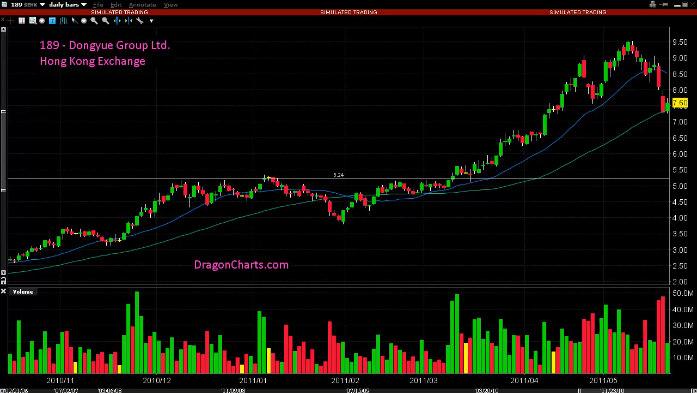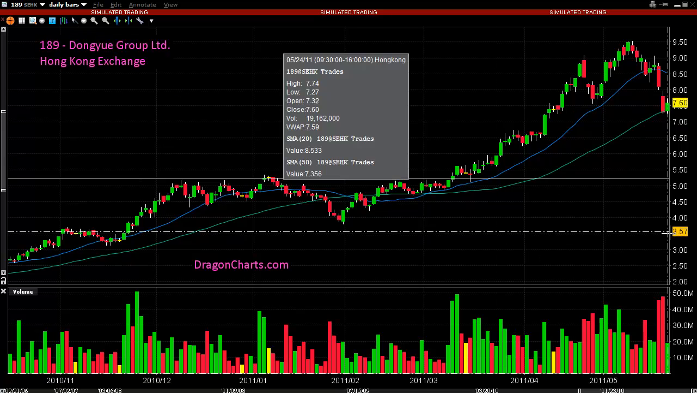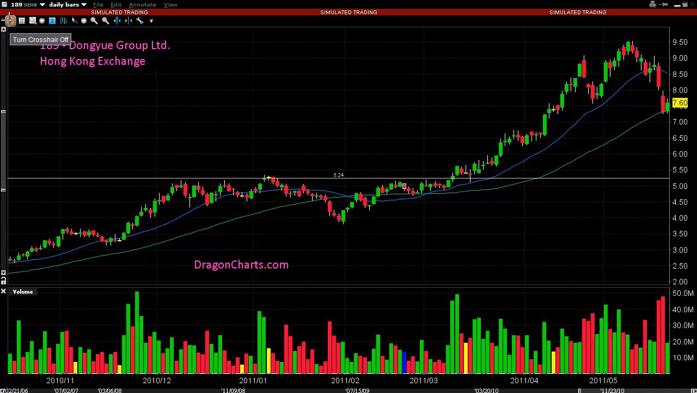When we see this type of setup, we like to place our buy order above the high of the previous day. So in this case, if we pull up our crosshairs here, we can see the high of today was $7.74. So it closed at $7.60, but the high was $7.74. So in this case, we would consider buying this stock at a price above about $7.80.